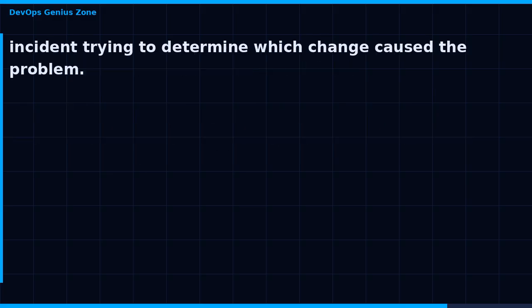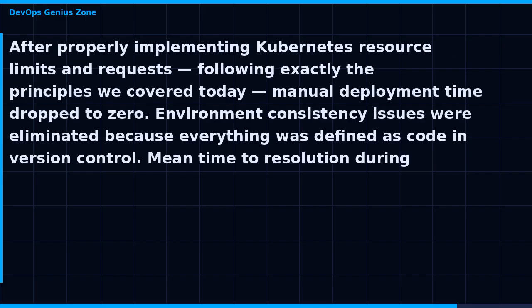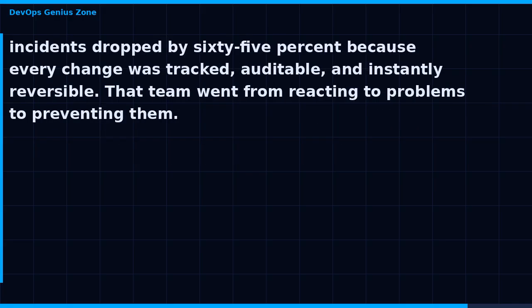After properly implementing Kubernetes resource limits and requests, following exactly the principles we covered today, manual deployment time dropped to 0. Environment consistency issues were eliminated because everything was defined as code in version control. Mean time to resolution during incidents dropped by 65% because every change was tracked, auditable, and instantly reversible. That team went from reacting to problems to preventing them.